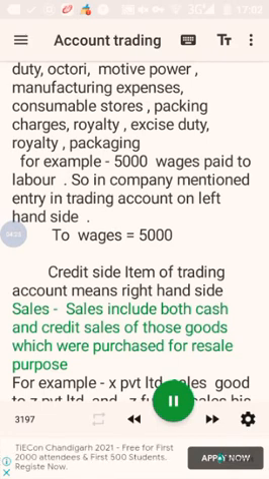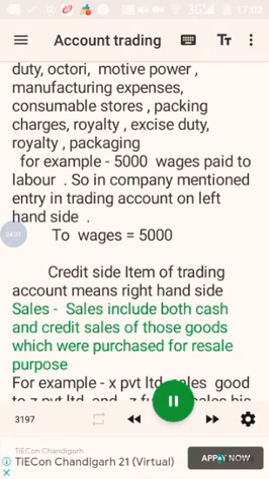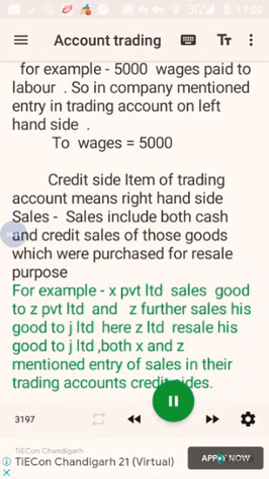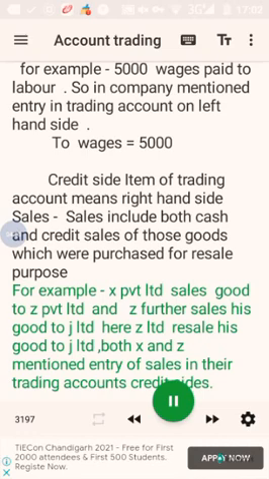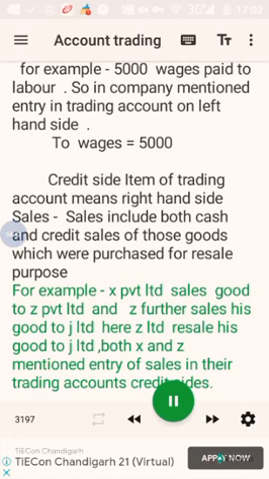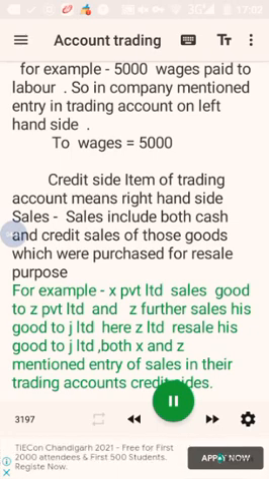Credit side items of trading account, meaning right hand side. Sales. Sales include both cash and credit sales of those goods which were purchased for resale purpose. For example, X Private Limited sells goods to Z Private Limited and Z further sells the goods to J Limited. Here Z Limited resells the goods to J Limited. Both X and Z mention the entry of sales on the credit sides of their trading accounts.